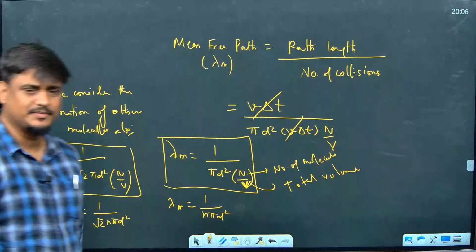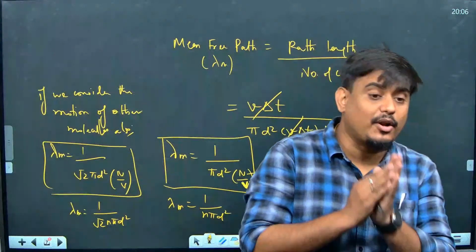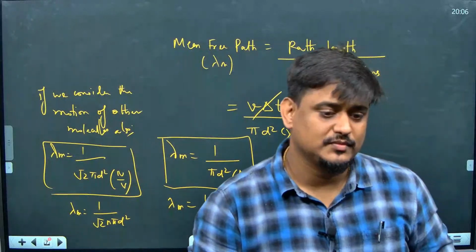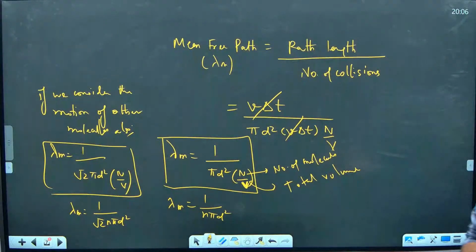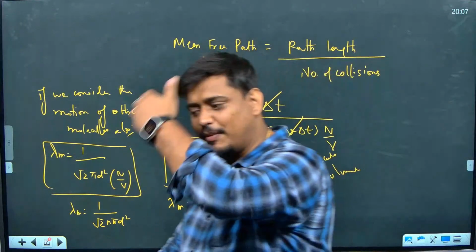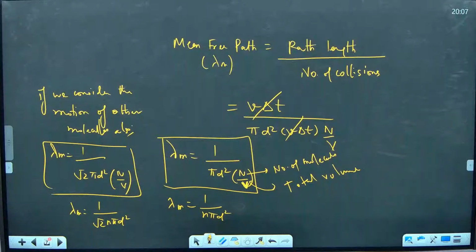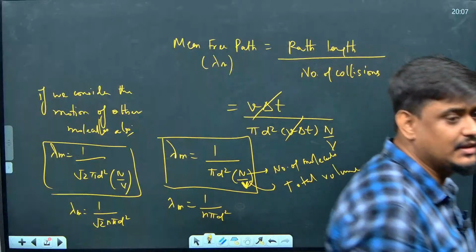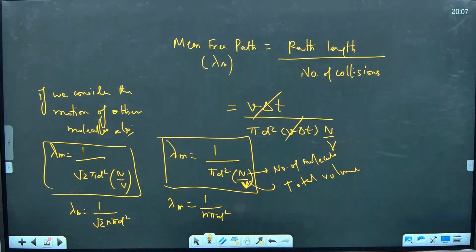Both are the same only. Small n is number of molecules per unit volume, capital N is number of molecules and V is the volume. So when you multiply number of particles per unit volume with volume, you get number of particles. Is it clear? That is about mean free path. Is it clear to everybody? What doubt do you have, Abhinand?